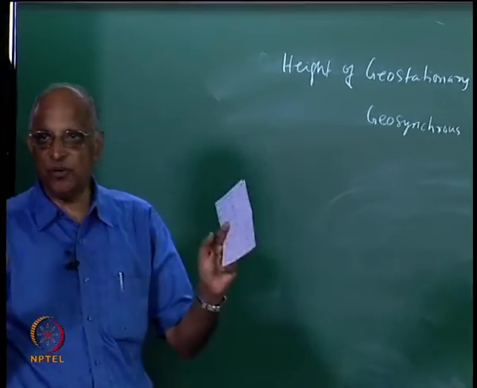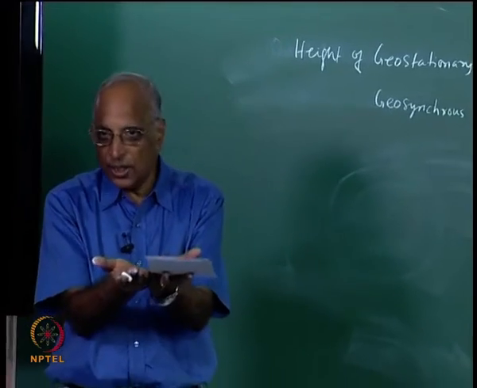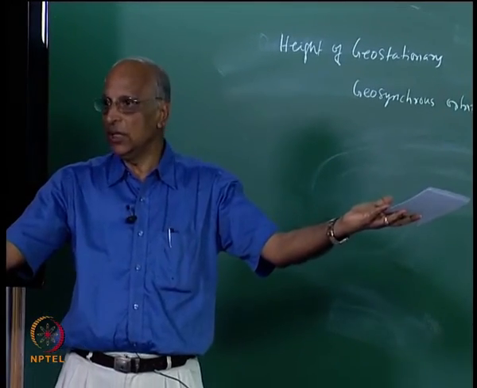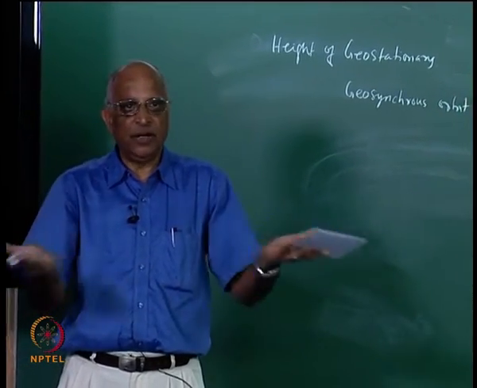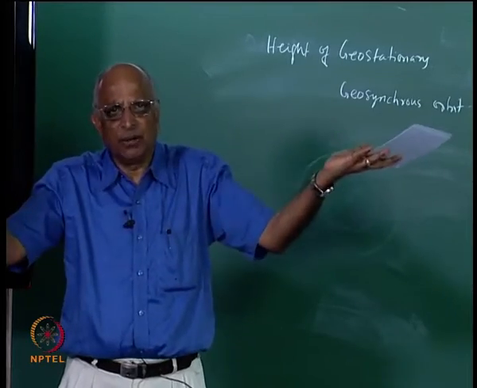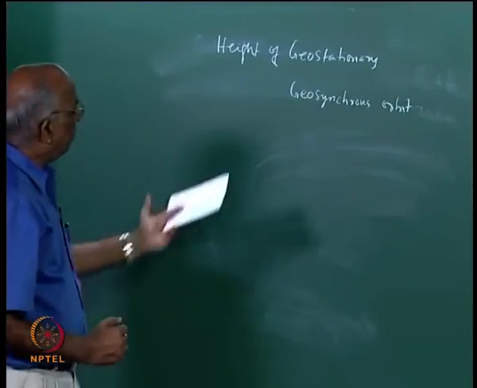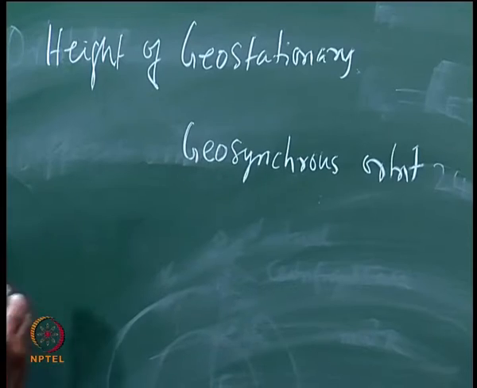And what is the difference between the two? Geostationary is in the plane of the equator, the equatorial plane, whereas geosynchronous could be in any plane. That is the difference. Okay, we want to find out, therefore we do the same thing.